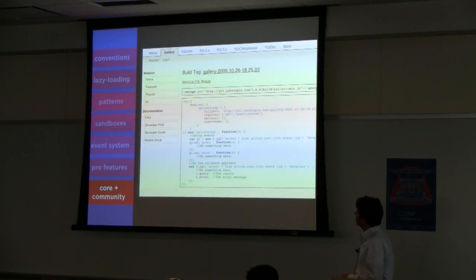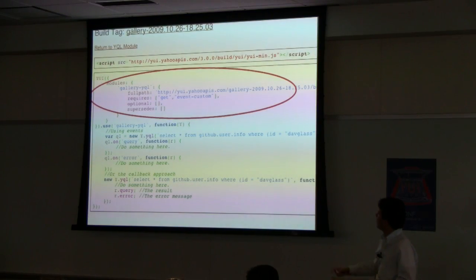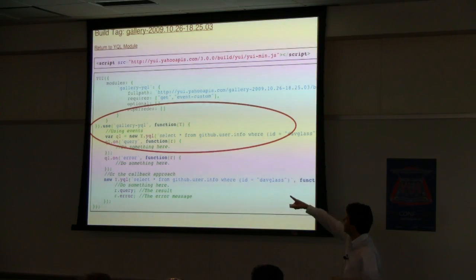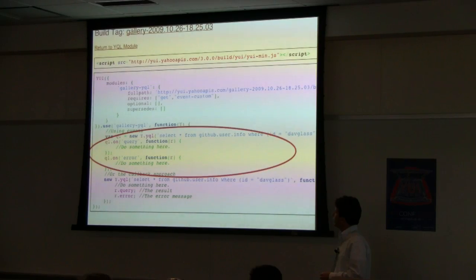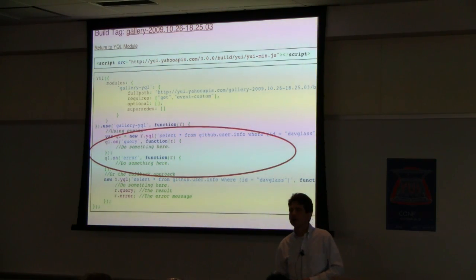It'll look something like this. At least this is what it's going to look like as we release it this week. You'll see in the gallery module a description of the use statement that you need to put in defining the gallery module. You'll include the gallery module in your use statement, and then you'll be able to make use of it directly in your use callback.